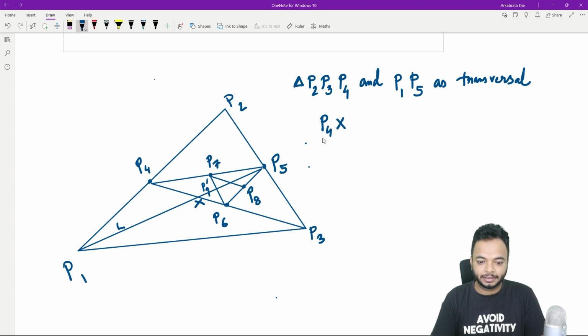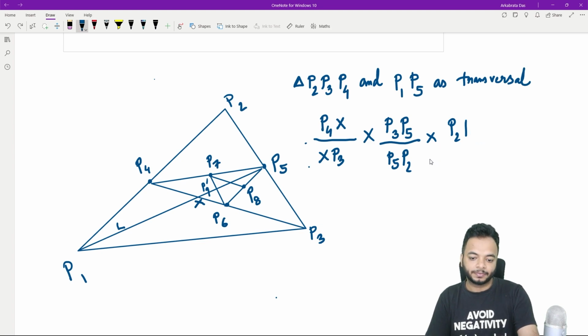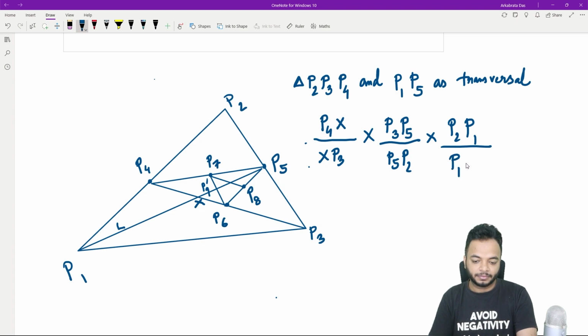P4 by X, the point X, divided by X P3, okay, times then P3, P5, P5, P2, times P2, P4, times, sorry, not P2, P4. So the transversal is cutting this side at P1. So P2, P1 divided by P1, P4. Okay, and this is 1.